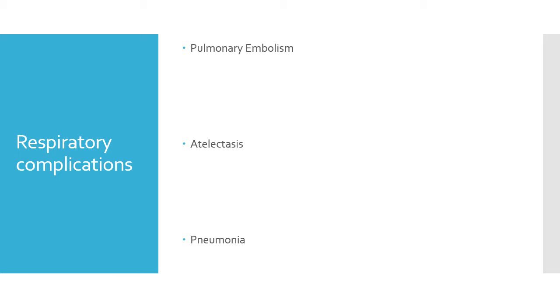Now let's talk about some respiratory complications. The first respiratory complication is a pulmonary embolism, or a PE. This is a blood clot or a foreign substance that is dislodged in the pulmonary vessels. Some signs and symptoms: how do I know to notify the physician that there's a possibility of a pulmonary embolism?